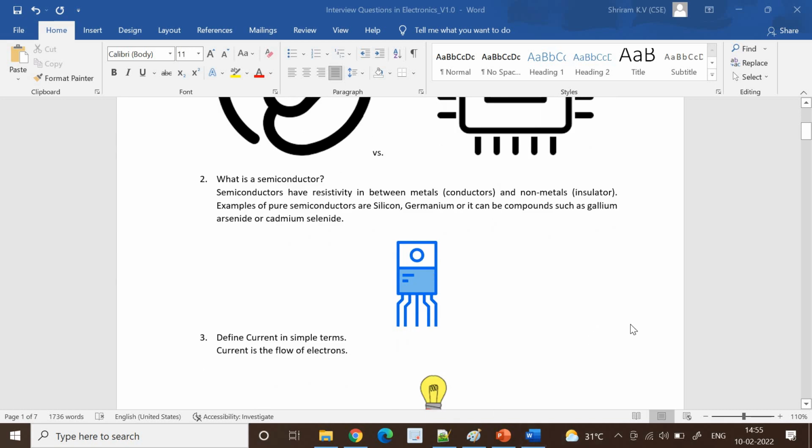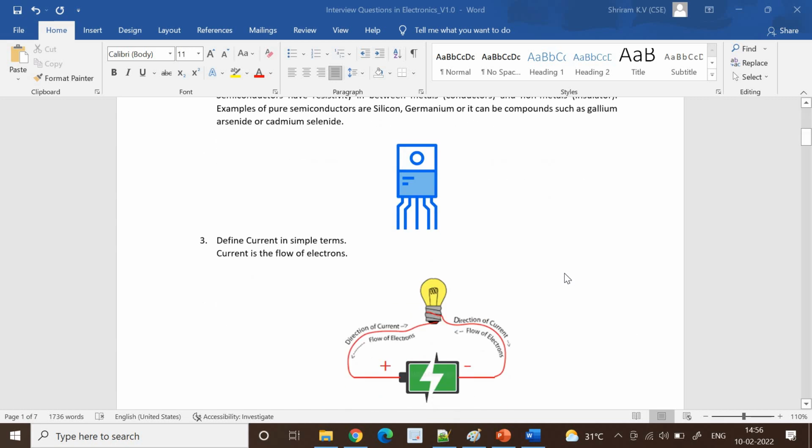Right, what is a semiconductor? Semiconductors have a resistivity in between the conductors and insulators, which means the metals and non-metals. So examples of pure semiconductors could be silicon, germanium, or it can be compounds such as gallium arsenide or cadmium selenide. You need to remember one thing, semiconductors have the resistivity in between. The resistivity is the major factor that you need to make a note of here, and it lies in between the metals and the non-metals, conductors and insulators on either side of it.